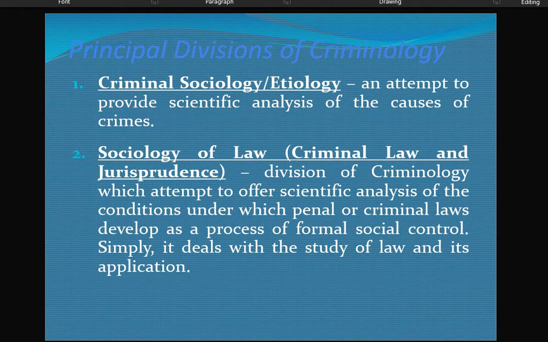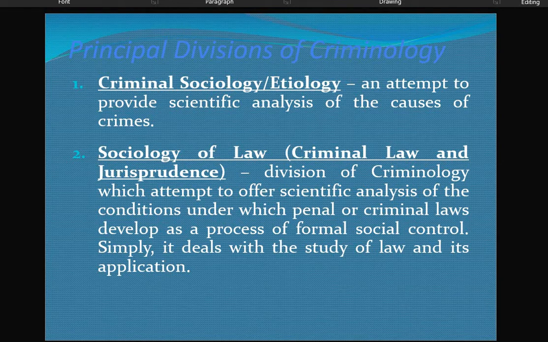Ano yung iba't ibang divisions ng pag-aaral sa criminology? So number one, we have criminology or criminal sociology and etiology. So what do you mean by etiology? The origin. It means an attempt to provide scientific analysis of the causes of crime. Origin, meaning ano yung pinagmulan.